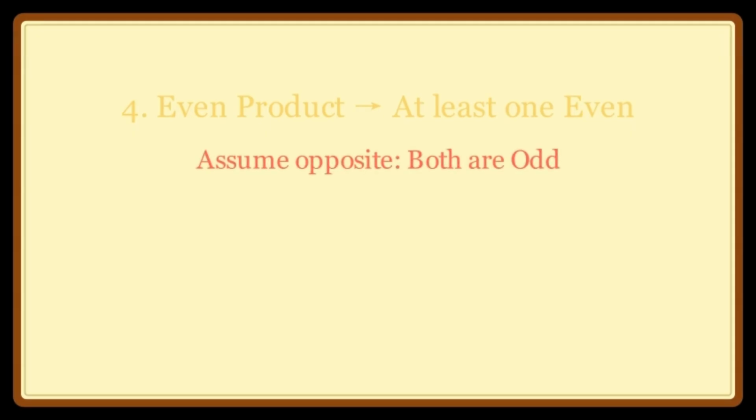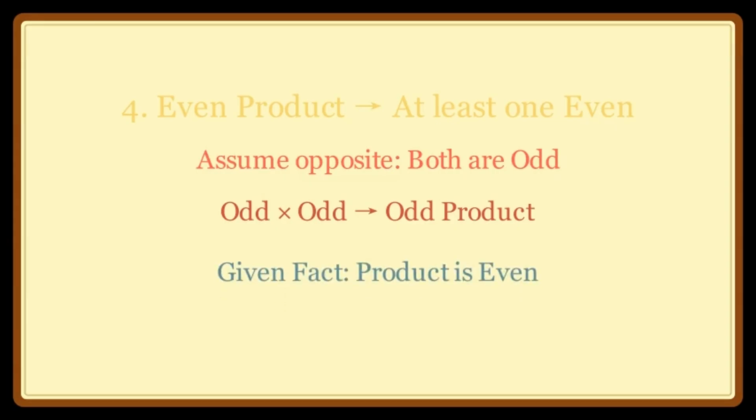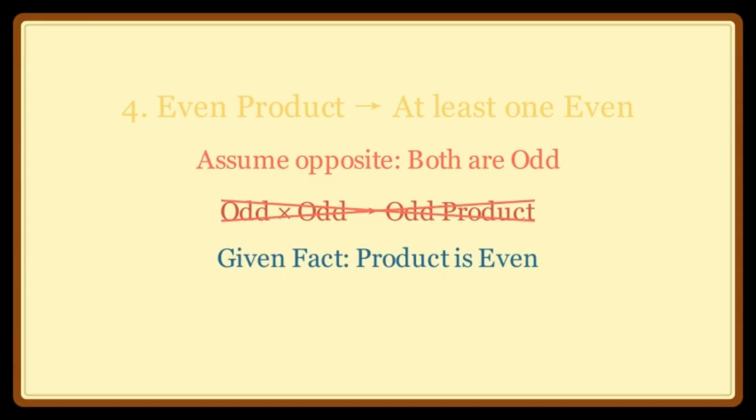Finally, let us prove the vice versa multiplication rule for an even product. If a product is even, at least one starting number must be even. Imagine the opposite. Suppose neither was even, meaning both were odd. We just proved that an odd number times an odd number always gives an odd product. But our product is even. This contradiction proves that they cannot both be odd. At least one of them has to be even.